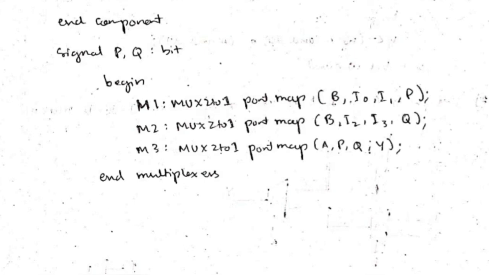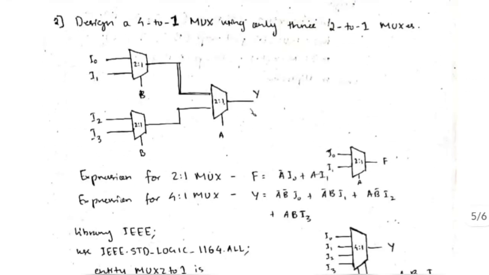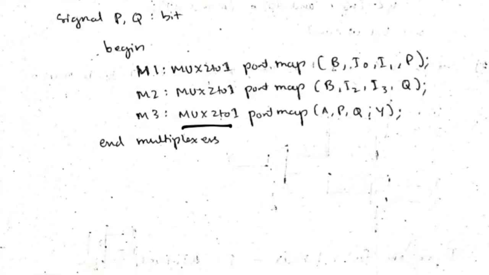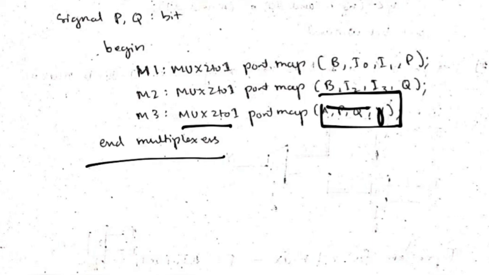And M3, what is M3 here? Inside M3 you will have two signals, P and Q, as the inputs, and A is the input, Y is the output. So A, P, Q are the inputs, Y is the output: A, P, Q and Y. So we will be calling the 2:1 mux by using these inputs and the output, and that ends the multiplexer part for this 4:1 mux using three 2:1 muxes.